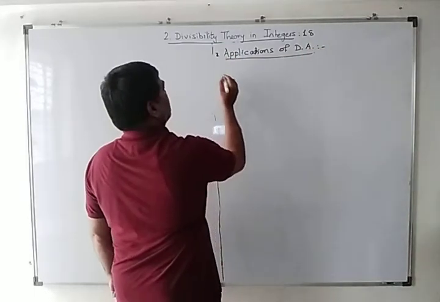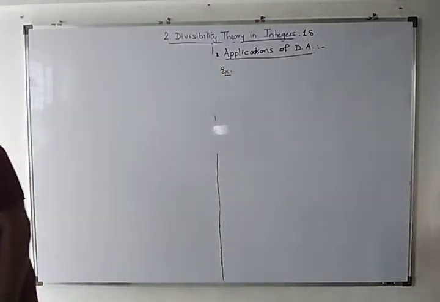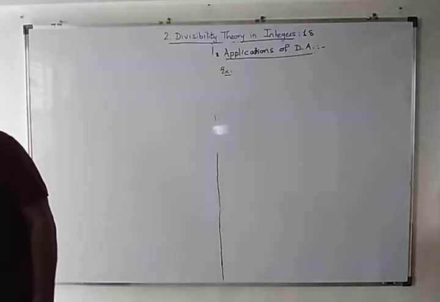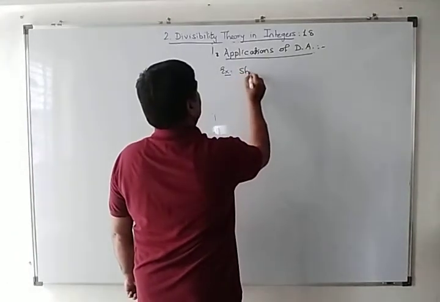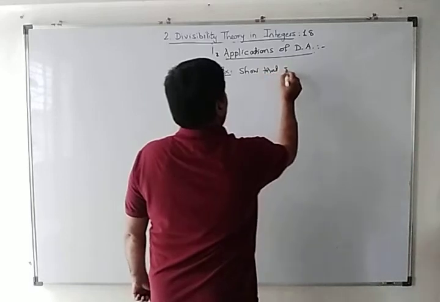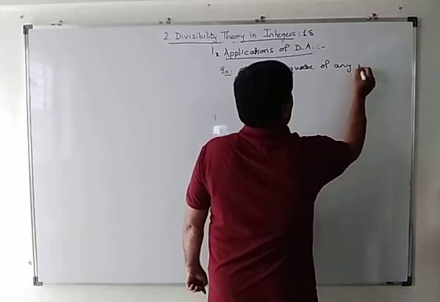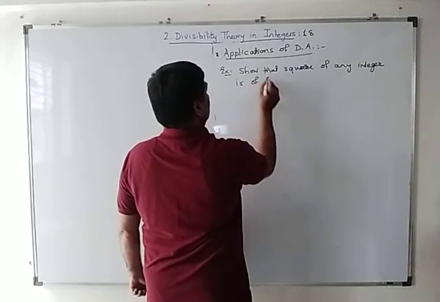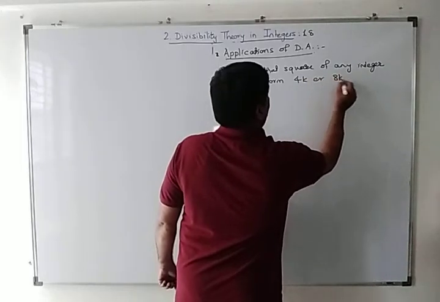Applications of division algorithm. In that, firstly we will take one example: show that the square of any integer is of the form 4k or 8k plus 1.